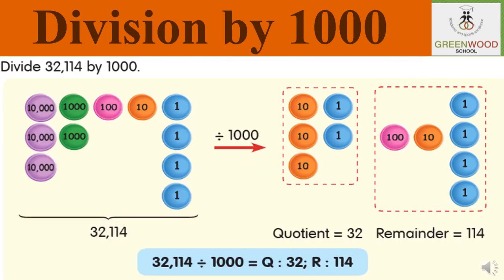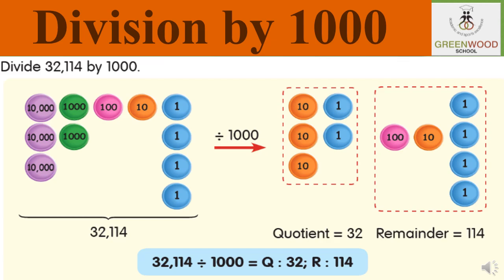Next is division by 1000. Divide 32,114 by 1000. Again, split the number into 3 ten-thousands, 2 thousands, 1 hundred, 1 ten and 4 ones. Now the hundreds, tens and ones places cannot be divided by 1000 because 1000 has 3 zeros. So that part we will keep aside and it will become our remainder.